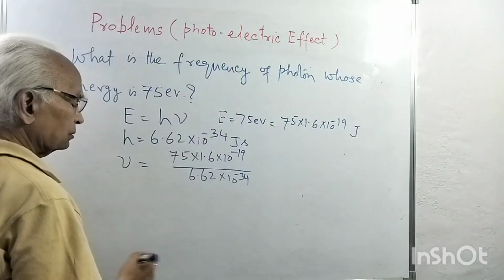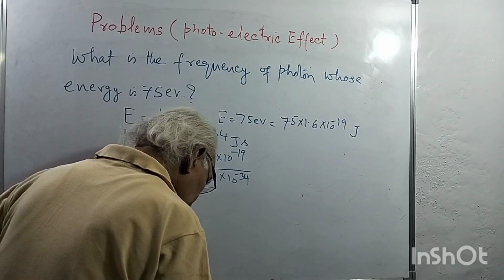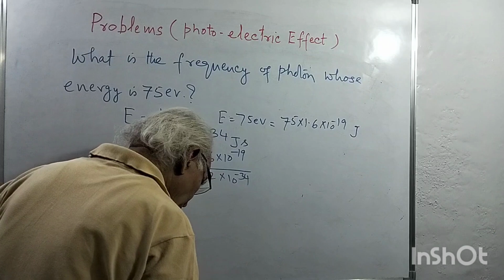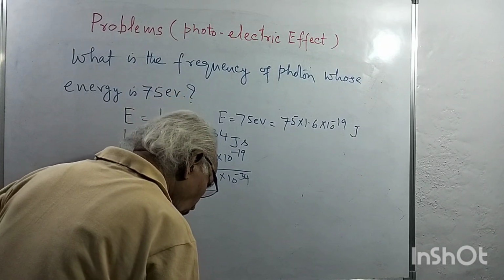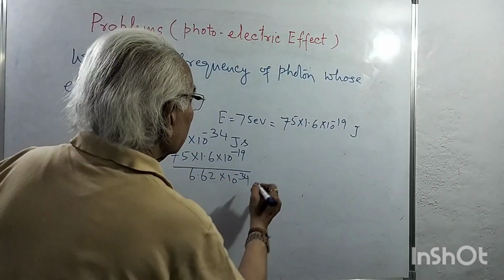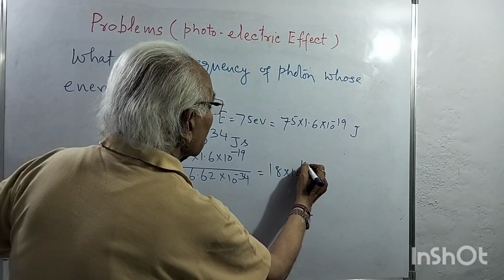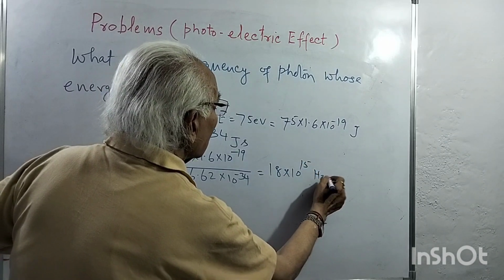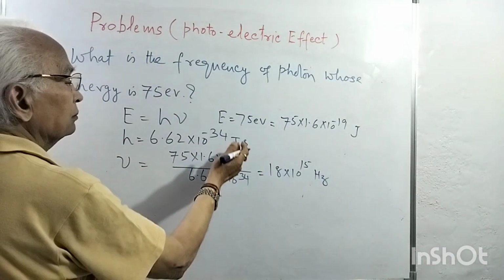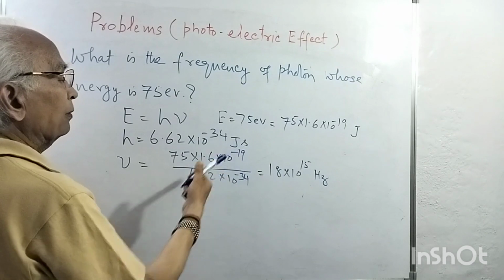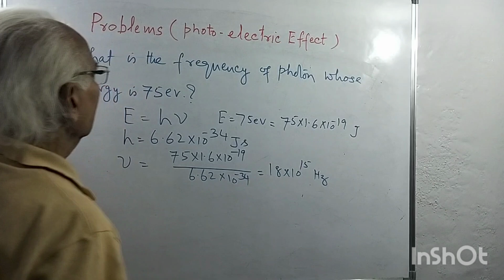Well, now solve this. You will get the answer very easily. That will be around 18 into 10 to the power 15 hertz. That is the frequency. You can see this will come 10 to the power plus 34. Just solve, nothing else. So this is so simple.